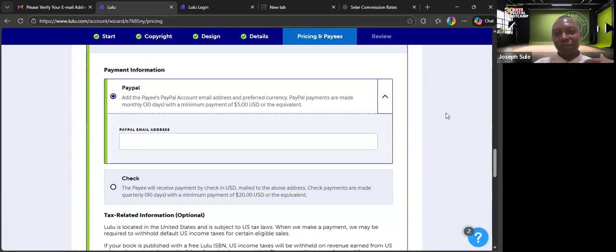So the moment someone buys your book, Lulu will remove their commission. They'll pay you your royalty. They will send it to PayPal. Then you now, at your convenience, will go to PayPal, access your PayPal account, maybe move the money to your domiciliary account, whether it's First Bank, you open it, or GT Bank or Zenith Bank. Then go to your Zenith Bank and request to withdraw your money.